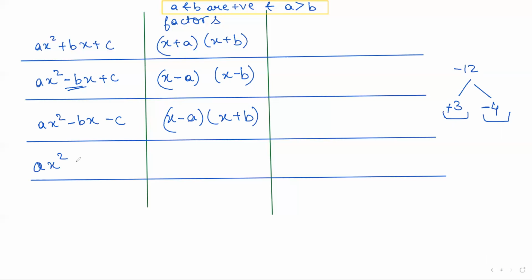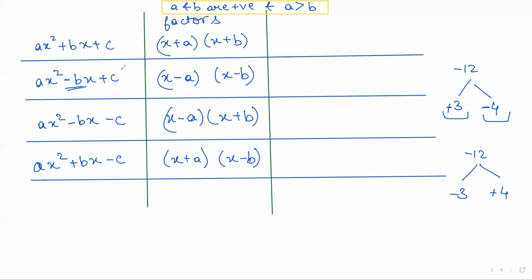Last, ax squared plus bx minus c. If you have a negative sign over here, minus 12, it means that you need one of the two values to be negative, 3 amongst 3 and 4, but at the same time the sum is positive. So the greater value has to be positive, which means the smaller one by default becomes negative, and your factors are x plus a, greater value is positive, into x minus b.